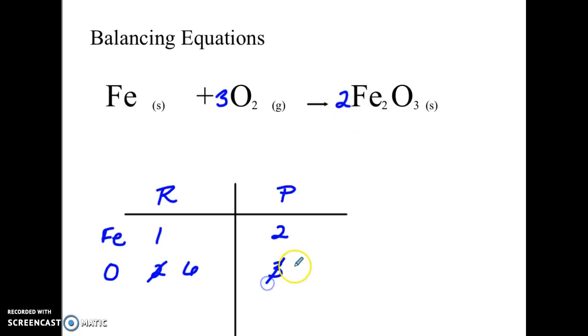That's going to get me 6 oxygens, so I'm going to change my T-chart. But that also affected my irons. I now have 4 iron, but that means I can just put the coefficient of 4 in front of this iron. So now I have a 4 here as well. So now I have a balanced equation. You can always check: 4 iron, 6 oxygen, 6 oxygen. I have a balanced equation.